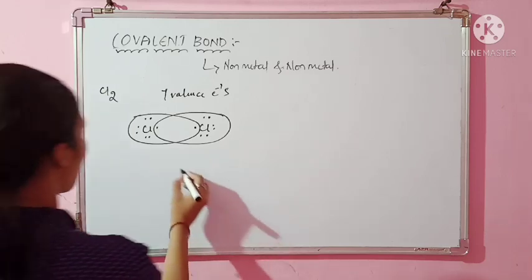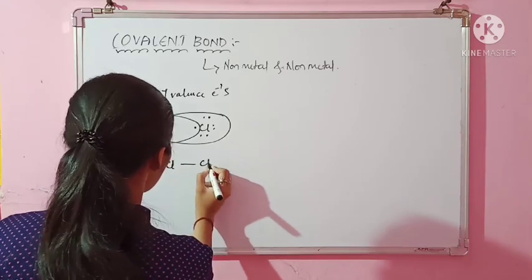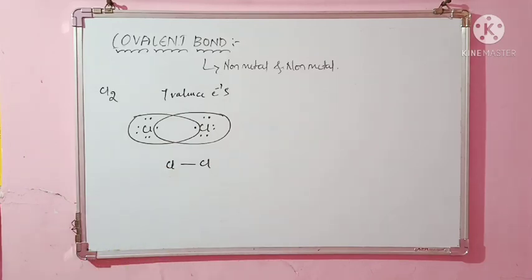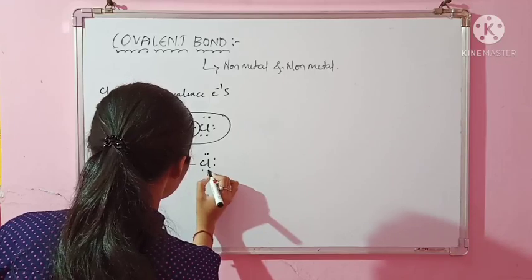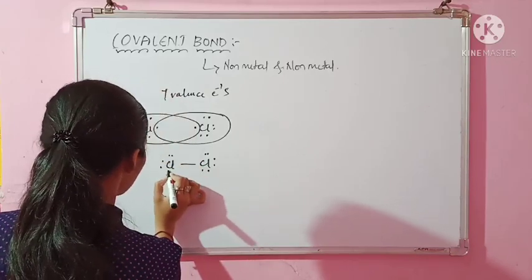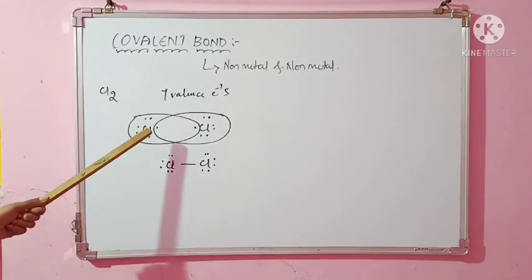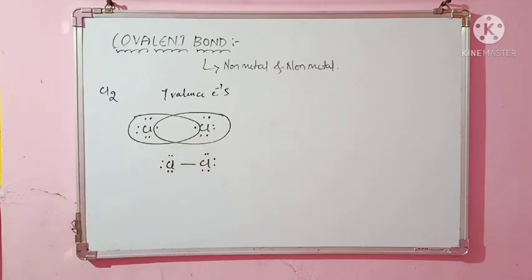Okay. So what happens? There is a bond formation between chlorine and chlorine. This is nothing but a bond, and these, as I said, will be remaining the same as they are. Okay. So these are not involved in bonding. Only your sharing takes place between these two chlorine atoms. This is also an example for a covalent bond. Clear?